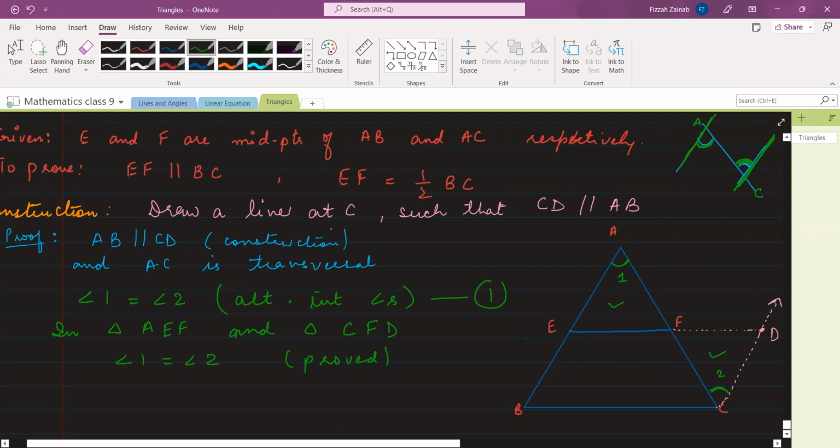See, it is given. Something is given. EF, yes, F is the midpoint of AC. So I can say that AF is equal to CF, right? Okay. And what else?